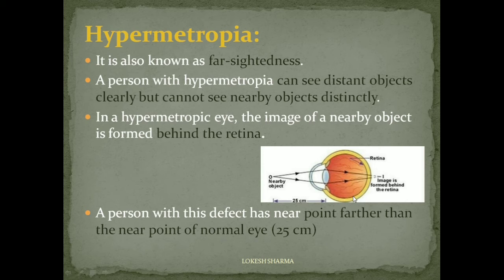Now this is a hypermetropic eye, and when we want to see an object placed near to our eyes, the image is formed behind the retina and we are not able to see the image clearly.